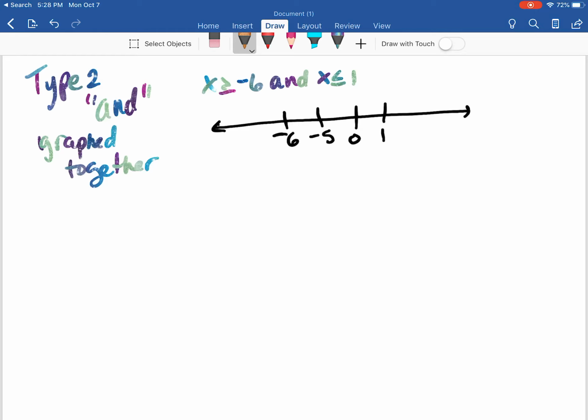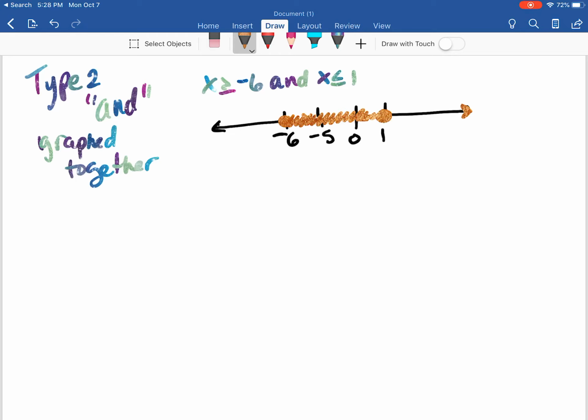Now, it's including negative 6, so that means that's a closed circle. And my symbol is the greater than symbol, so it's going that direction. And if I go here to 1, it's including 1, and it's the less than symbol, so that means it's going that direction. So I'm including all of the values of x in between negative 6 and 1.